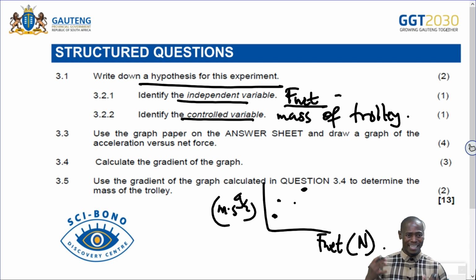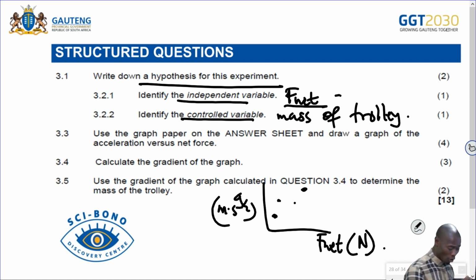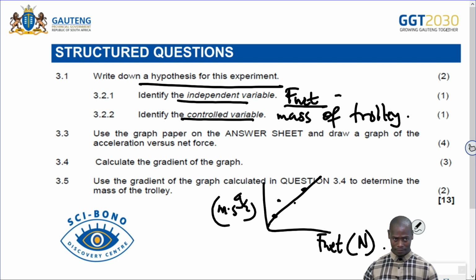Already, learners, you know the relationship between acceleration and the net force is directly what? Proportional, which means that, like it or not, your graph should start from the origin, right? Your graph or your line should start from what? From the origin. So it should be a graph that shows the direct proportionality between the acceleration and the net force, right? So then your graph should start from the origin, and then most points must be on the line. It's what we call the line of best fit, all right?